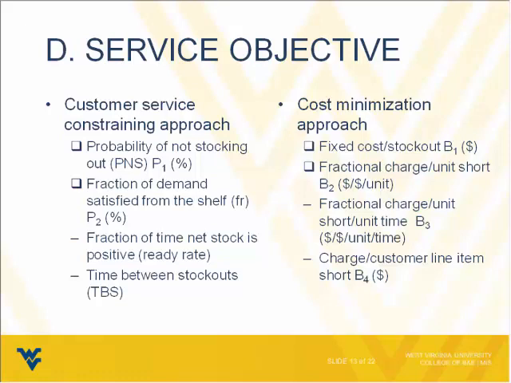Then there is also the fractional charge, which is a per unit short per unit time. So for every unit that we are short, and for every period that we are short, we're going to have a certain cost. And again, that's specialized use. Then we can also have a shortage cost per line item. Last class we talked about the perfect order index. So for every single line item, if we were short on any line item, then there would be a cost for that particular line item. We typically don't use those two in general. So let's look at an example here.